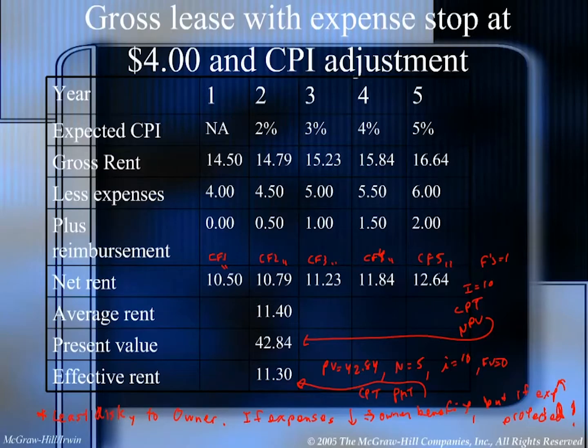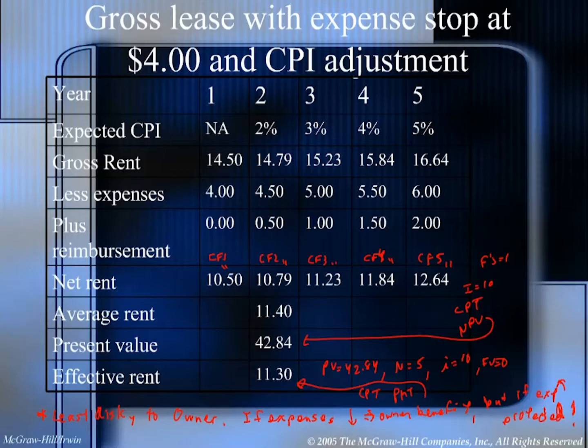I wanted to run through a couple of these, so I chose the one that was most complicated, the gross lease with the expense stop at $4 and the CPI adjustment, just to run through how they got these calculations. The only two problems I'm asking you to do in this chapter are problem 1, which follows just along what I'm doing right here, and problem 2, that follows the example I did earlier on with the loading. Okay, so if you follow that example, you should be fine on problem 2, and if you follow along with this example and the write-up in the book that follows this example, you should be fine with doing problem 1.